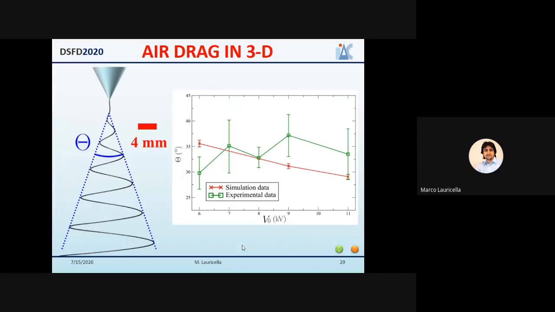Again, other observables can be compared to experiment. For instance, we consider the angle drawn by the bending instabilities, the amplitude. And also in this case, we can find a good agreement with the experimental findings, which is reported on the right side of this slide.